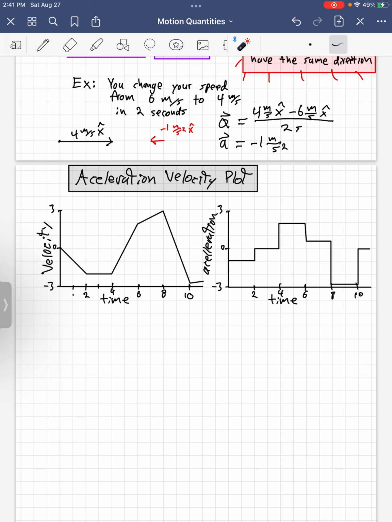All right, so hopefully this helps you see the relationship between velocity and acceleration play out in a plot. And this is something we'll be practicing in class.